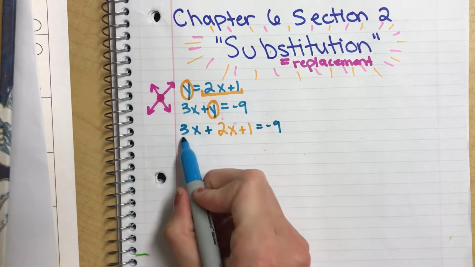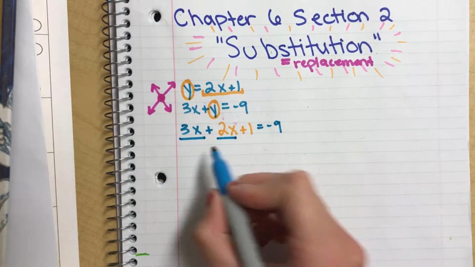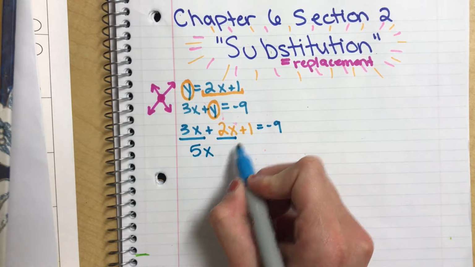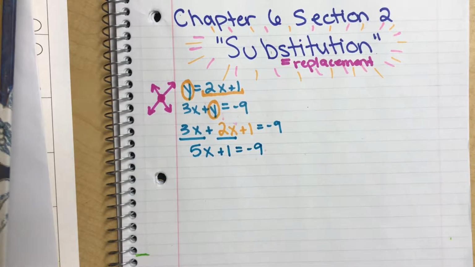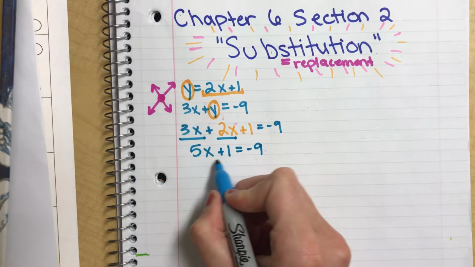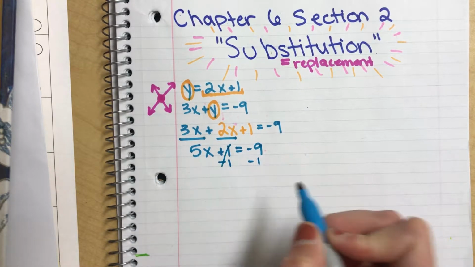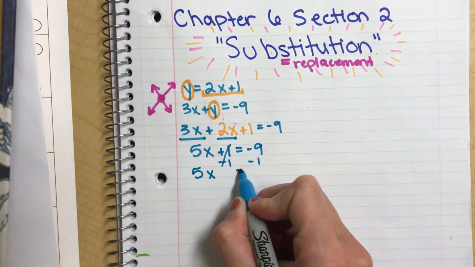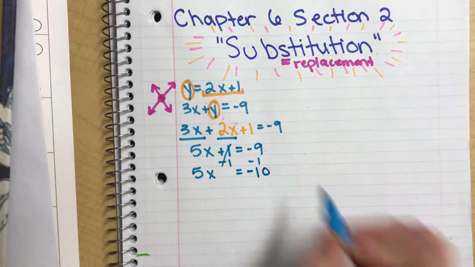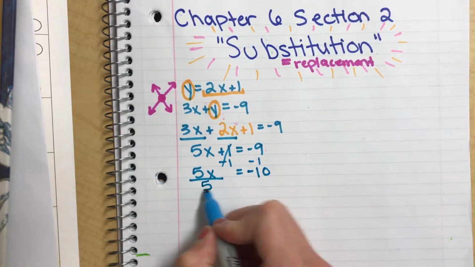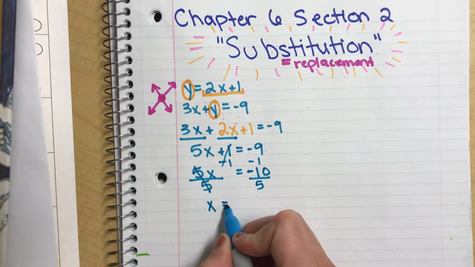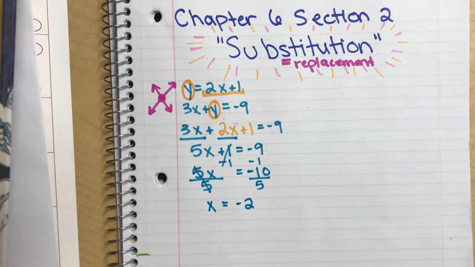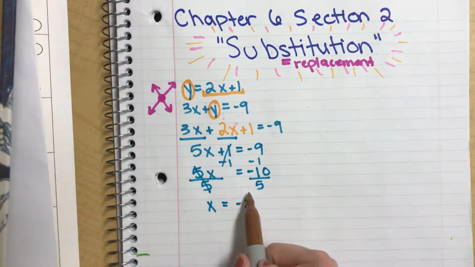From here, I can combine like terms. 3x plus 2x gives me 5x. Bring down my 1, keep it equal to negative 9, and this is a multi-step equation where now I can solve for x. So we would subtract 1 from both sides to get 5x equals negative 10, and then divide both sides by 5. So I get x is equal to negative 2. But I'm not done there. This is just part 1 of my final answer.